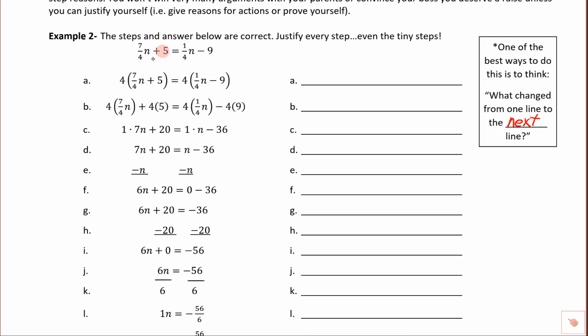So on this side, it used to say 7/4 n plus 5. Now it's got that in parentheses and we're multiplying it by 4. And on this side, it used to be 1/4 n minus 9. And now it's got that in parentheses and we're multiplying by 4. So basically, we're multiplying both sides of this equation by 4. We're going to clear that fraction there, that denominator of 4.